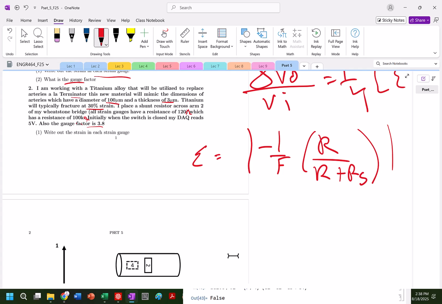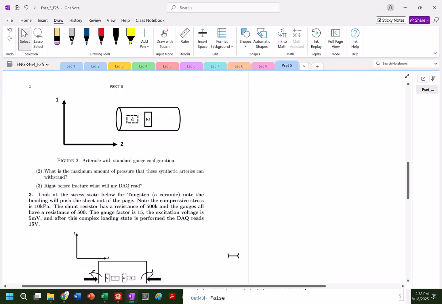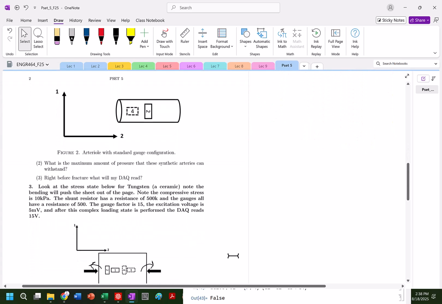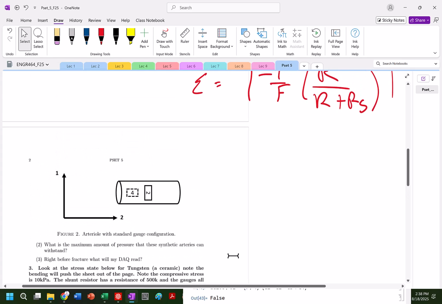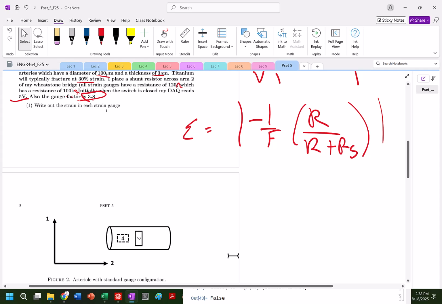And does it say anything? When the switch is closed, my DAC reads 5 volts. Gauge factor is this. Right at the strain, what will be right before fracture? What will the DAC read? Okay, so we're going to actually have to do basically a ratio here to figure it out. So we're going to do this in a couple of different steps.